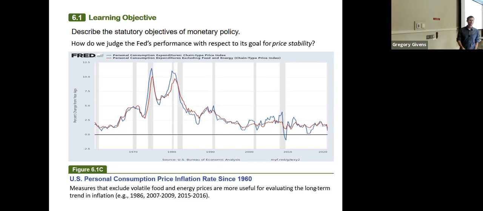Now, let me stop there and ask you guys why this might make sense. Why might a central banker want to exclude food and energy prices from the measure of inflation that they're looking at when deciding whether or not they're actually achieving price stability? Derek? Okay.